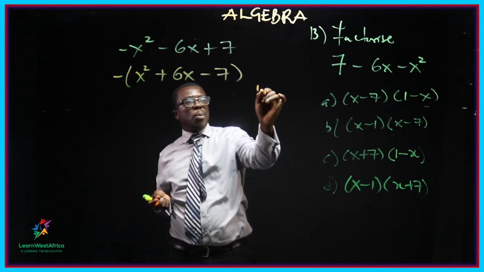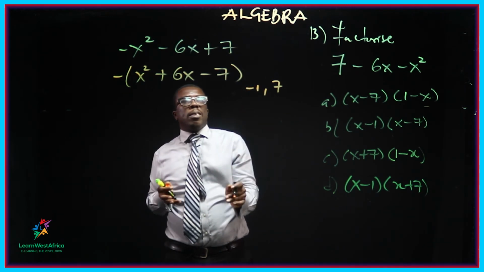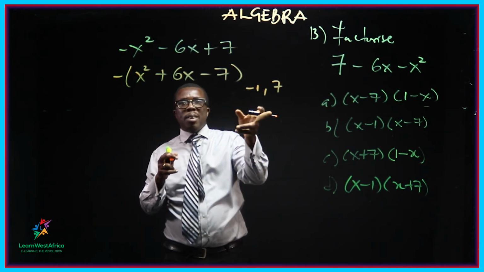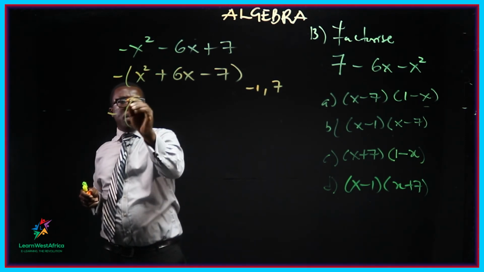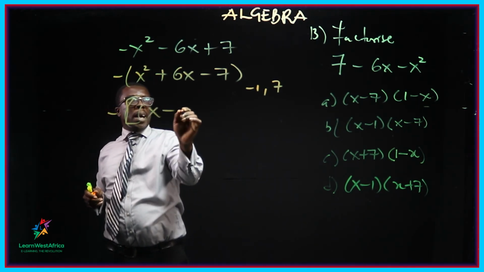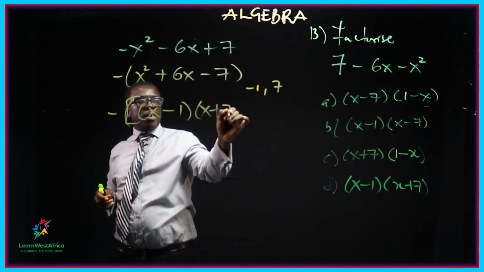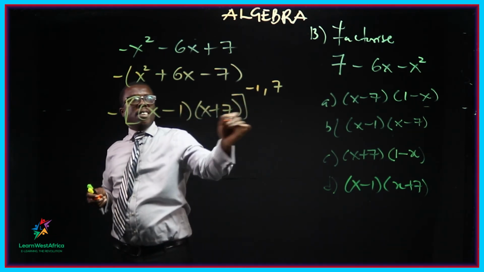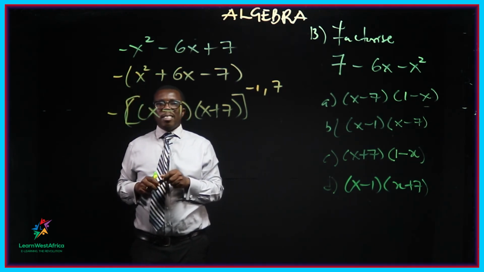Into factors, you have 1 and 7. Which of them can you adjust? Minus 1 and plus 7, which gives a positive 6. So we are factorizing inside that, and we say x minus 1 times x plus 7. This is what you're going to get.